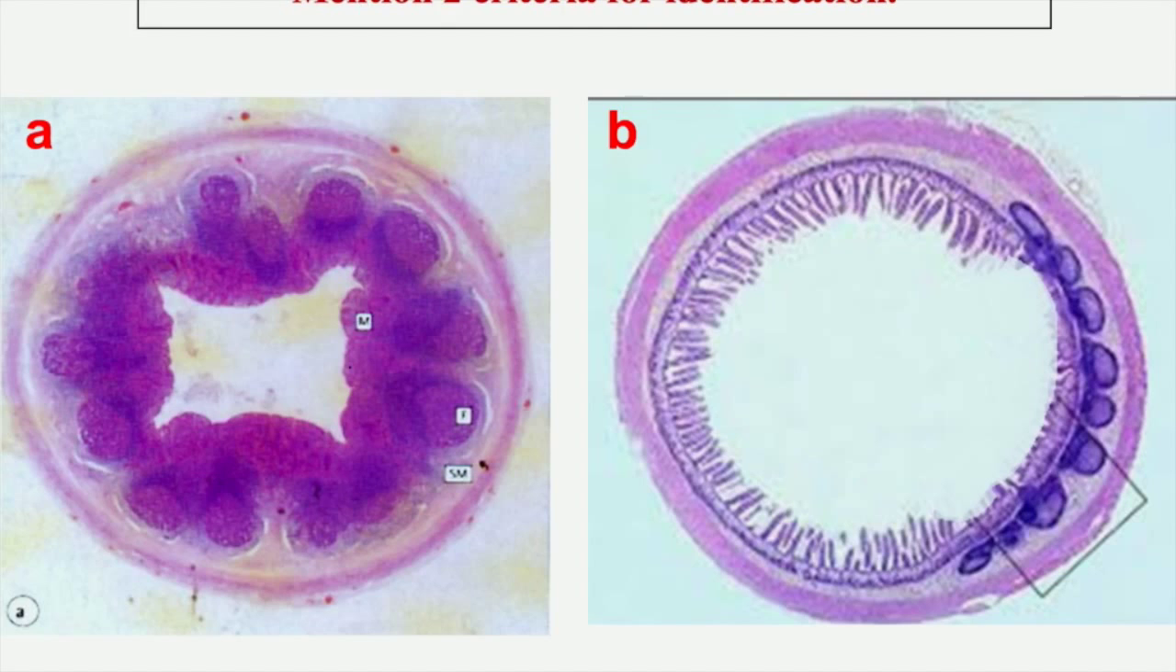Why? Because of the presence of the villi in addition to the crypts and the presence of the lymphoid follicles, Peyer's patches, at one side only, which is the antimesenteric border. So the presence of villi and the Peyer's patches, which are present at the antimesenteric border.